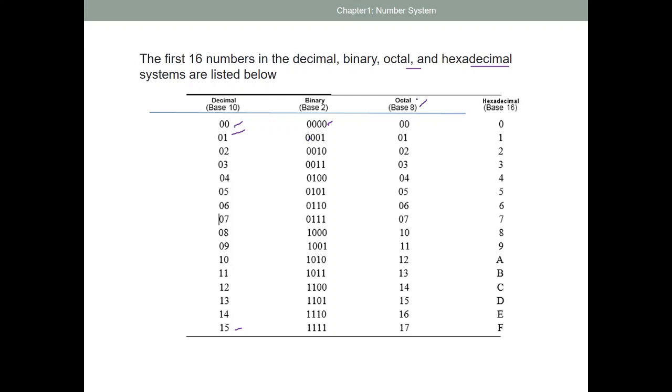Next, octal. I already told you the base is 8, so it will go from 0 to 7, as we already saw in the last slide. Then you have to write 10, not 8 or 9. So 10, 11, 12, 13, 14, 15, 16, 17. Next, hexadecimal. It will start from 0 to 9, then A to F. After 9 there is no 10, 11, 12; it goes from A to F.